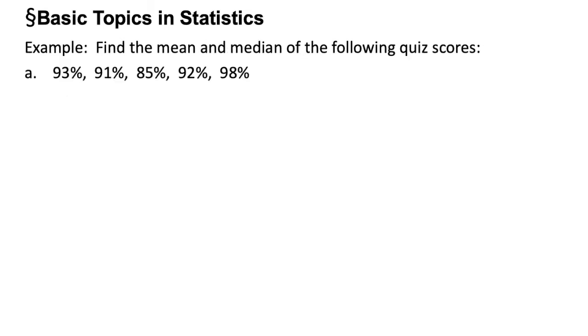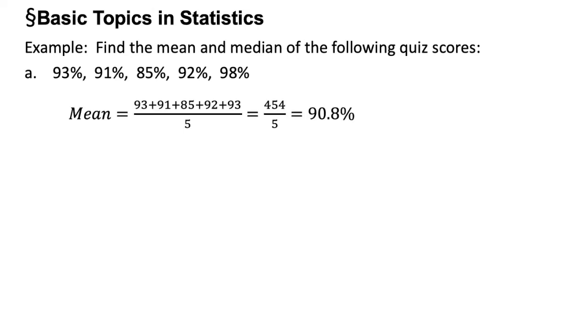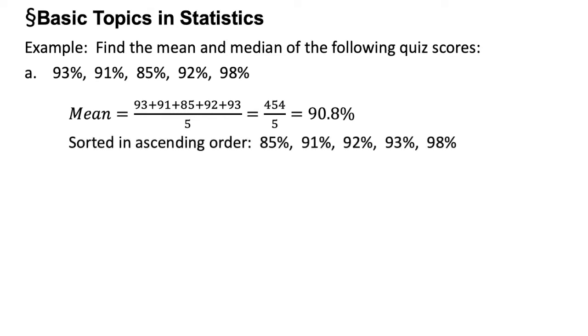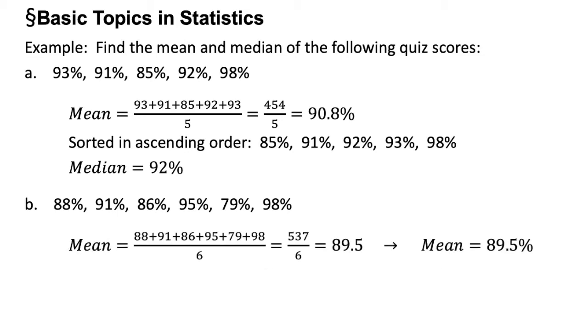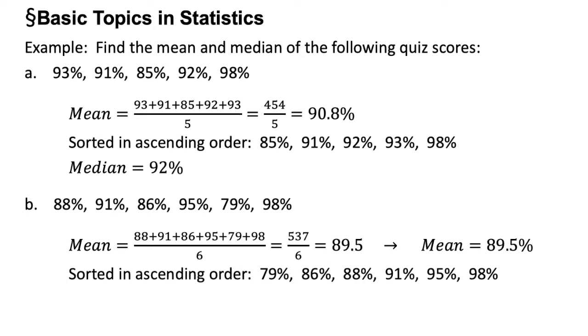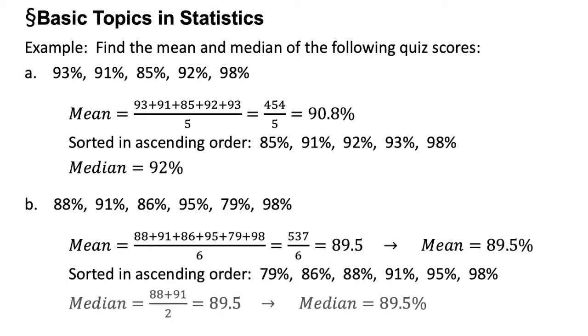Here's an example to find mean and median of quiz scores. Mean is simply the sum of the 5 quiz scores divided by 5. And to find median, we sort the data in ascending order and find the middle one. Here's another example. We add all 6 data points and divide by 6 to find the mean. And for median, we sort the data points, pick the two middle ones, and find the mean of those two data points.